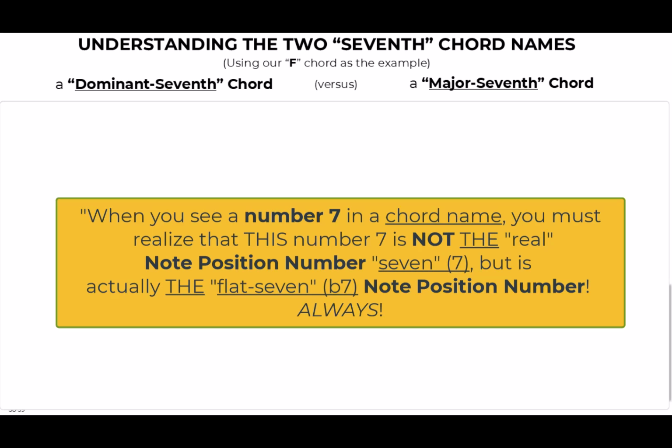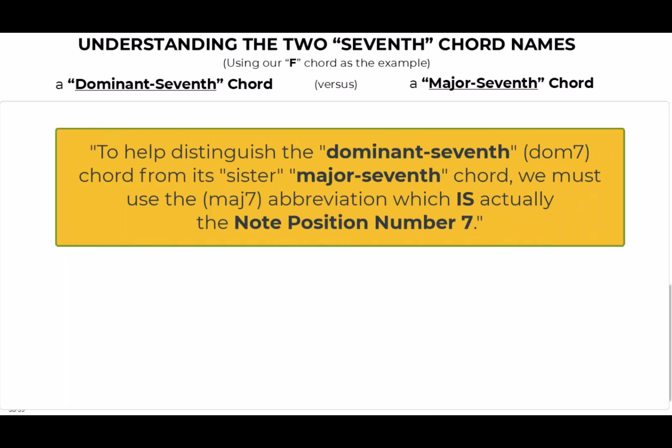you must realize that this number 7 is not actually the note position number 7 as the chord name suggests, but it is actually the flat 7 note position number, always. And you'll see how big a deal this is as we continue. So to help distinguish the dominant 7 from its sister major 7th chord, we must use the abbreviation MAJ7, major 7, which is the quality of the chord name that does use the actual note position number 7, as you see in our slide.